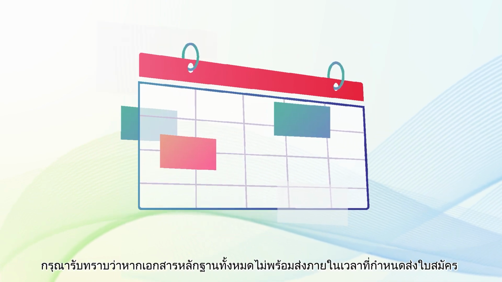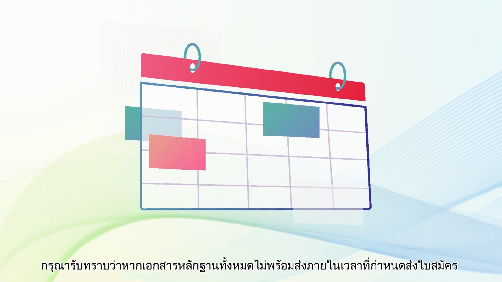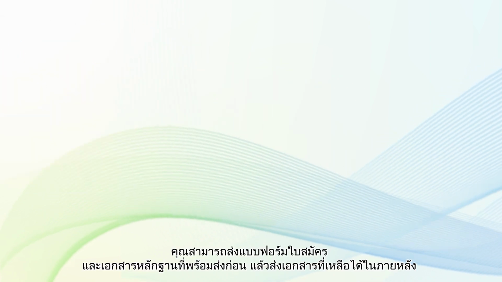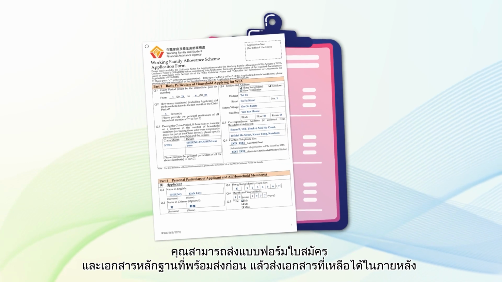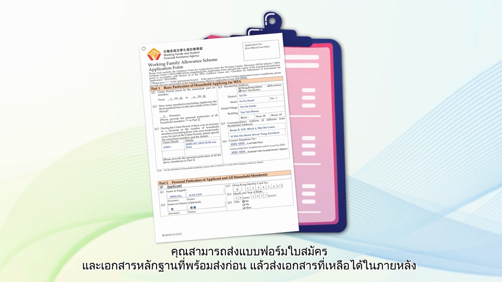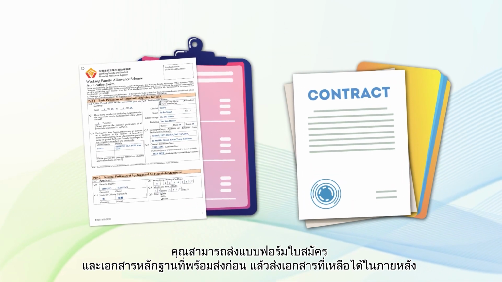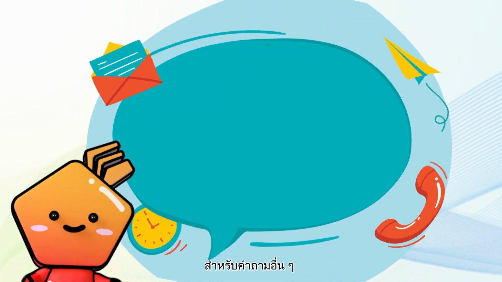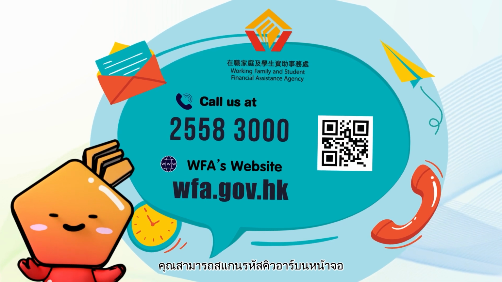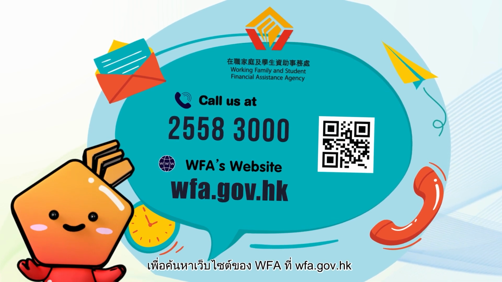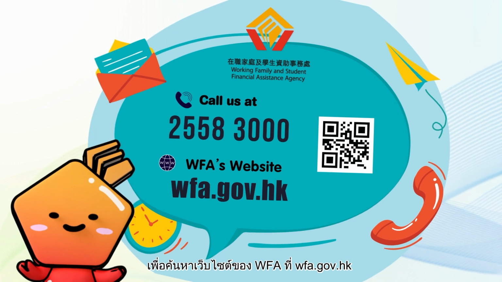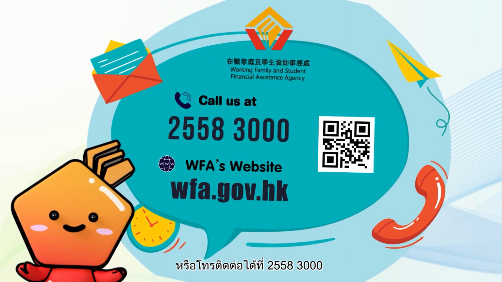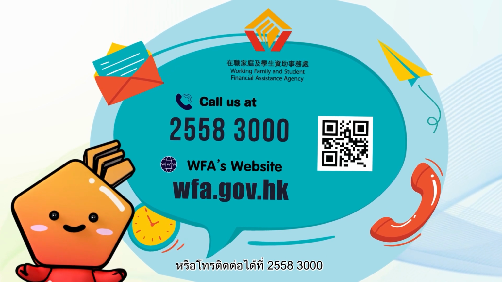Please note that if not all the documentary proofs are ready by the application submission deadline, you may first submit the application form and the documentary proof that are ready, and submit the remaining documents later. For other inquiries, you can scan the QR code on the screen to browse the DUFA's website at wfa.gov.hk or call 2558-3000.